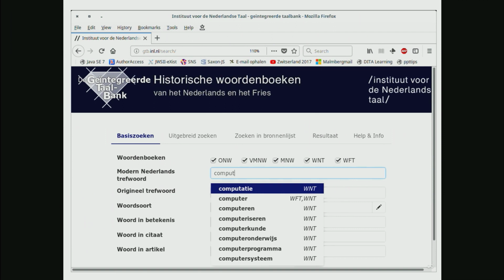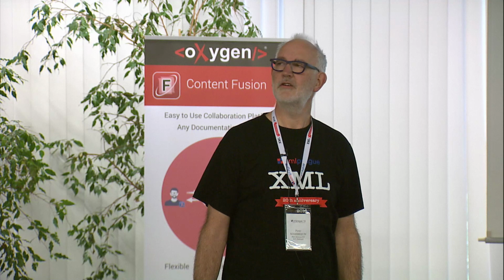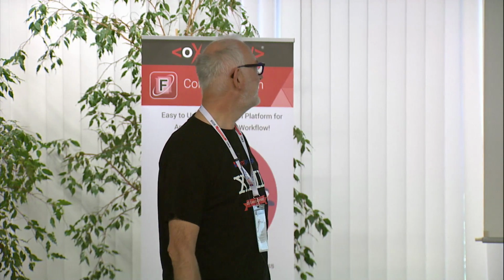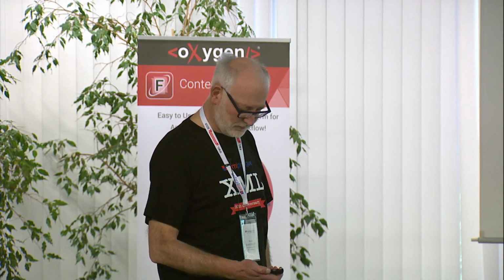The nice thing that we now already see is that the word computer does occur in the Frisian dictionary, the WFT, and the dictionary of the Dutch language, but not in the medieval dictionary and not in the Old Dutch dictionary. So that's something we should explain, but I don't know.